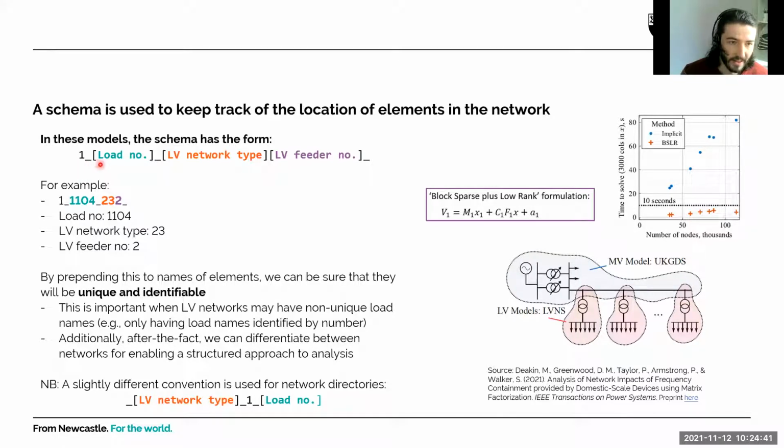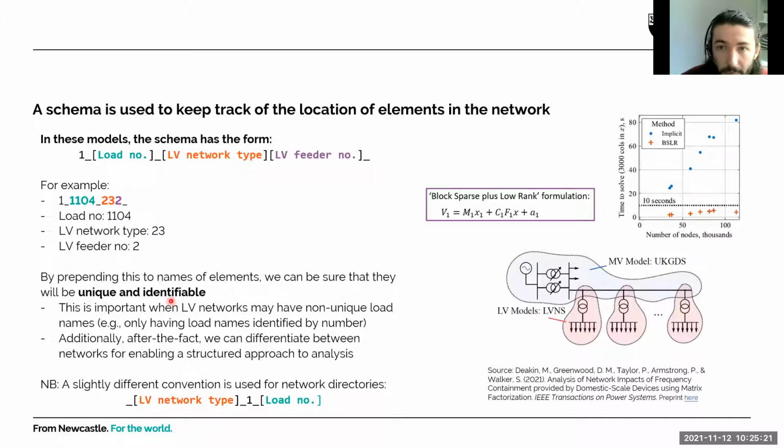The form is 1_, then the load number, underscore, the LV network type. From the low voltage network solutions, there's 25 networks, so this is numbered 1 to 25. And then from that, the low voltage feeder number. If I was doing this again, there'd be another underscore here to make it a bit easier, but this is what I did. And it does work. For example, in this code, you can see that the load number is 1104, LV network type 23, and feeder number 2. This means it's unique and identifiable.